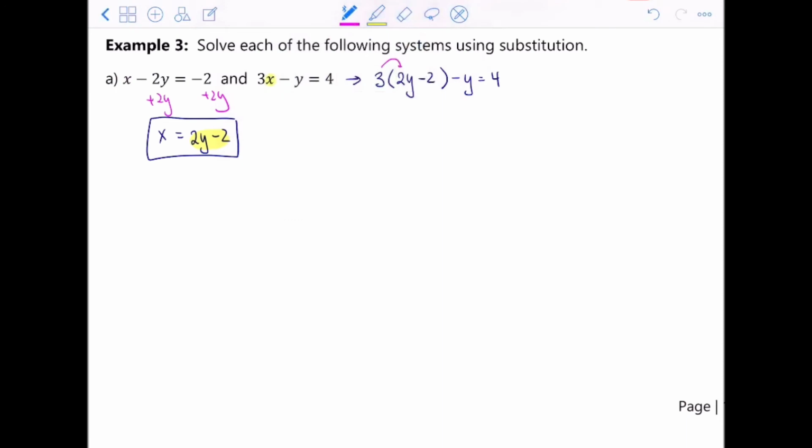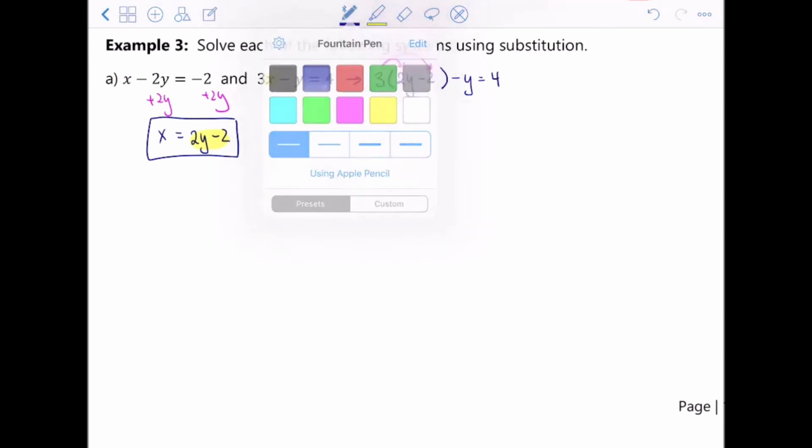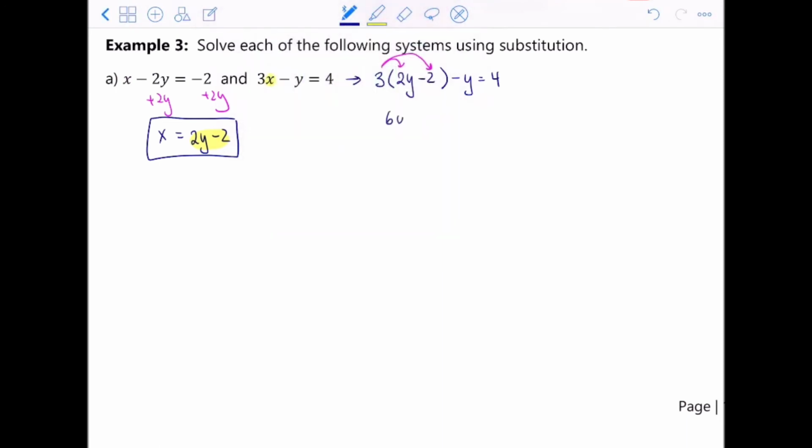Expand where you need to. We have 6y minus 6. You bring down the rest of the equation. You collect the like terms. So we have 6y and negative 1y. So then we can say positive 5y minus 6 equals 4. And then you remove negative 6.